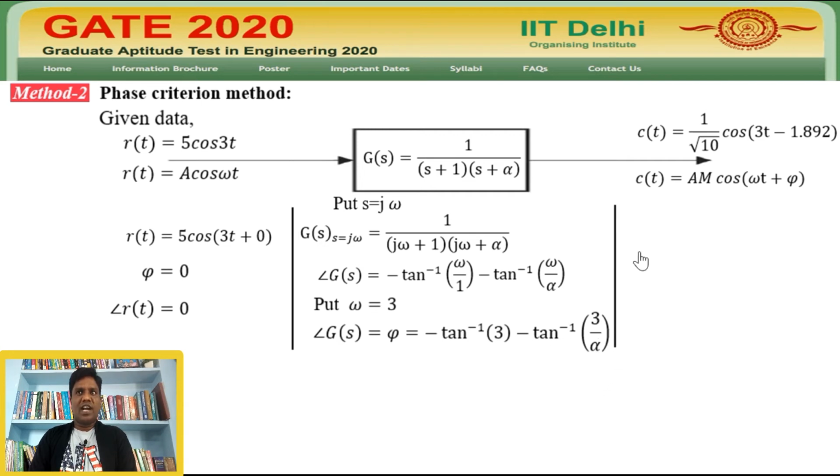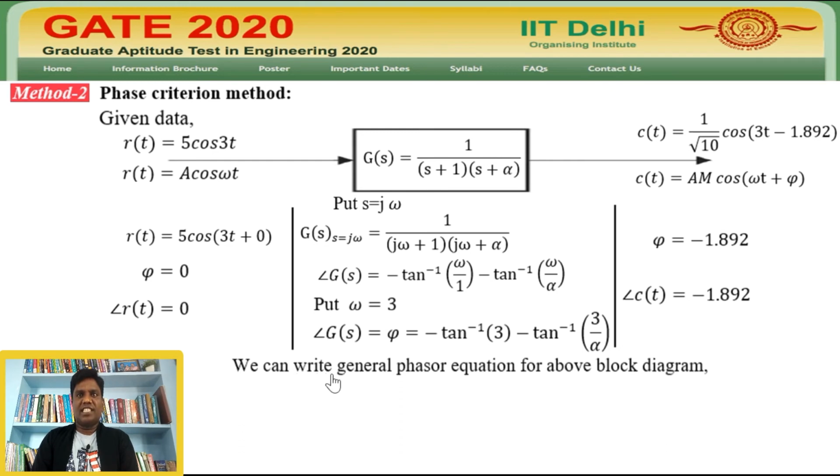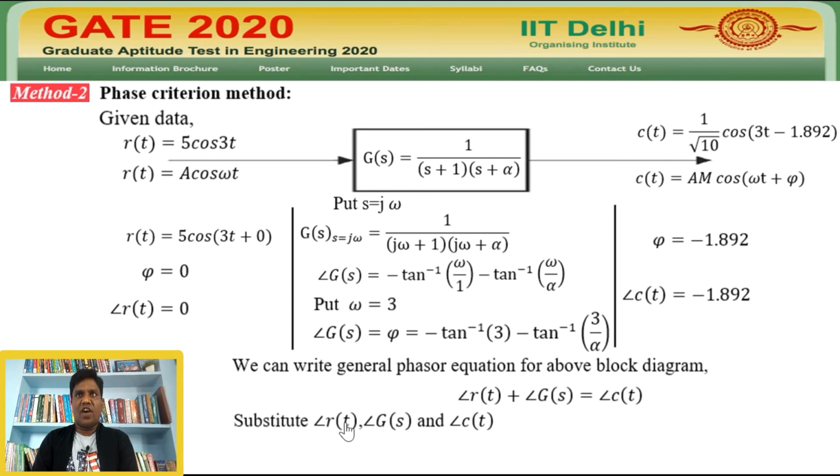Next, third one, at the output side, we can write the phasor expression for the output term. From the output expression with the cosine term, we can write the phasor output phi equal to minus 1.892. Finally, the angle of C of t equal to minus 1.892. Now we can write the general phasor equation for the above block diagram: the angle of R of t plus the angle of G of s equal to the angle of C of t. Then substitute the angle of R of t, angle of G of s and the angle of C of t, the phasor terms from the previous conclusions.